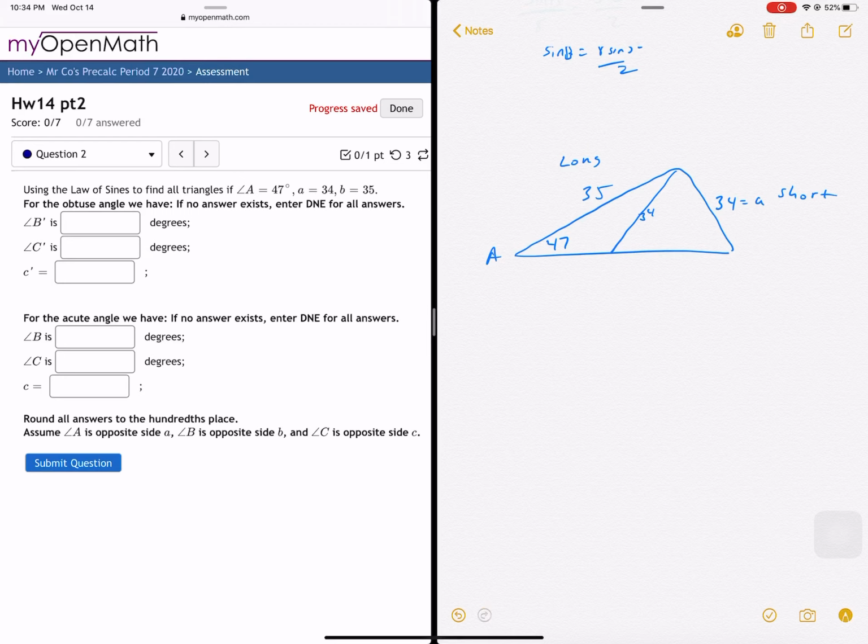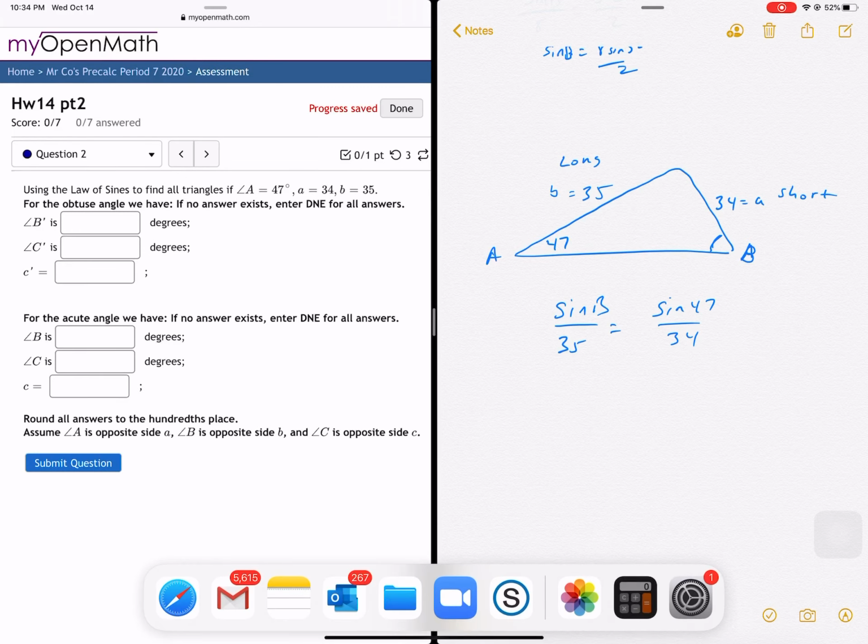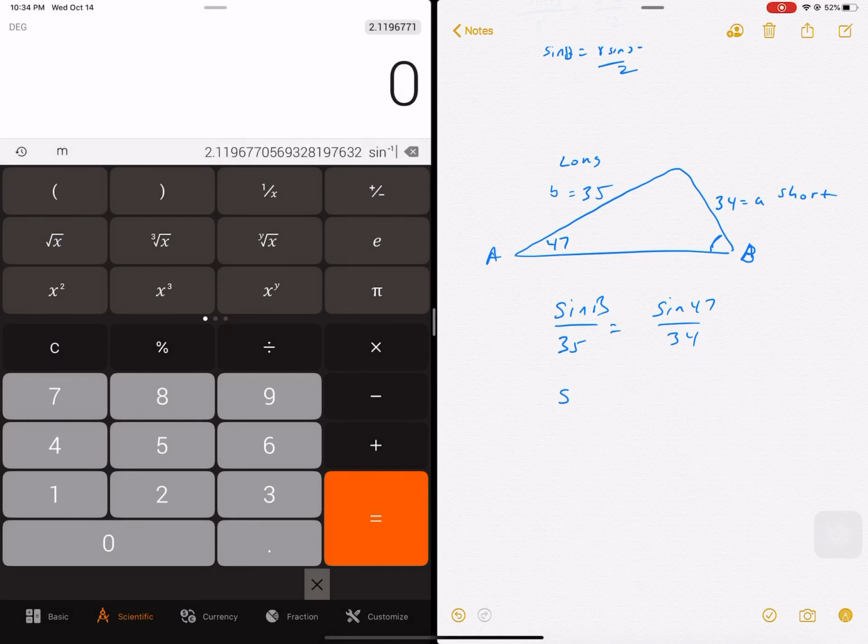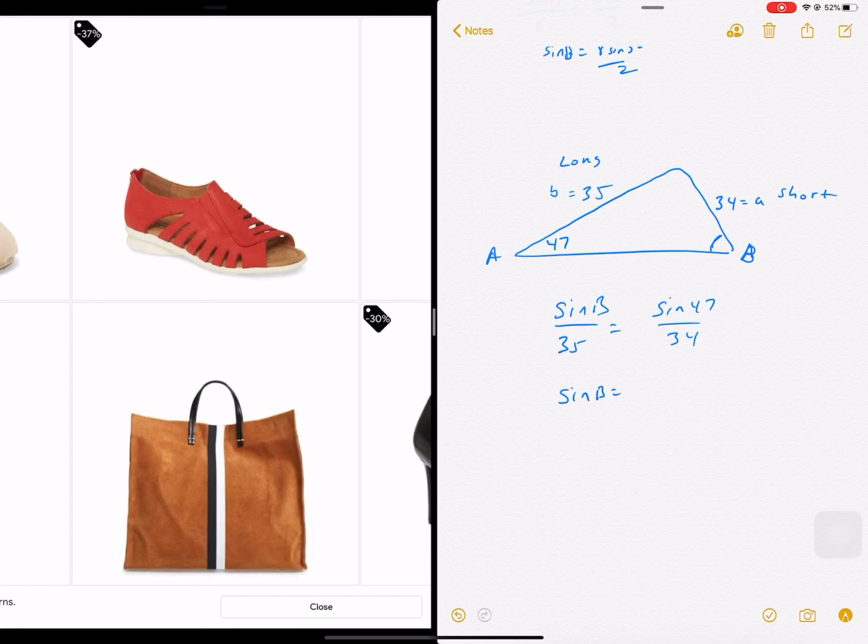If we have two possibilities, we have to solve for both of those triangles. We do that by first using law of sines. Let's solve for this first acute angle here. If we call this side B, we'll call that angle B. So we'll say sine of B over 35 is equal to sine of 47 over 34. That's our setup. We take our calculator out. If you want to write this before, sine of B is equal to 35 sine of 47 over 34.